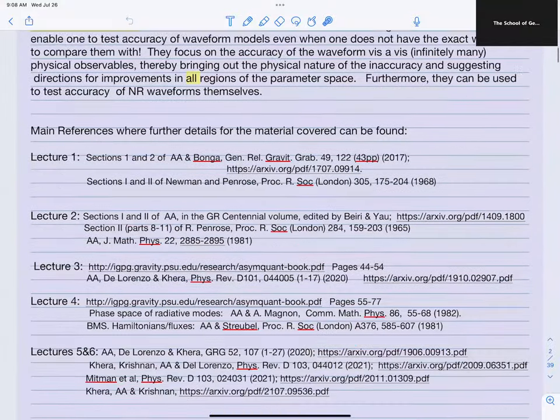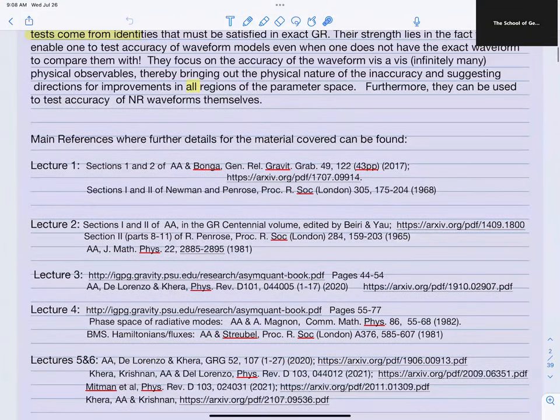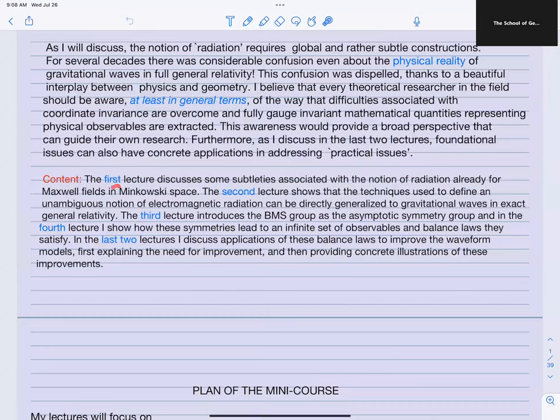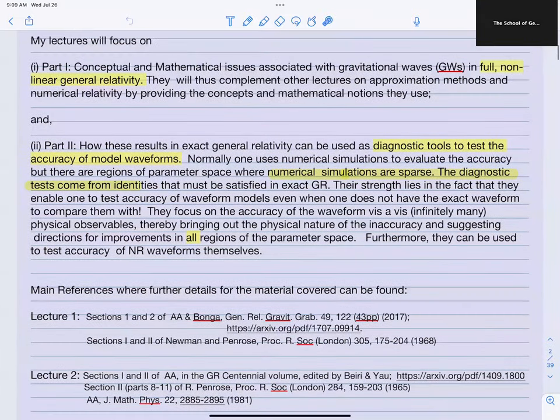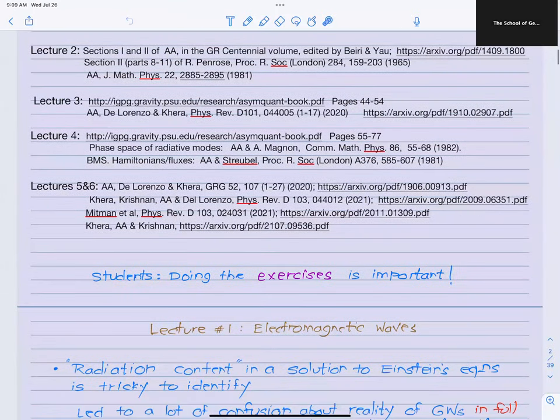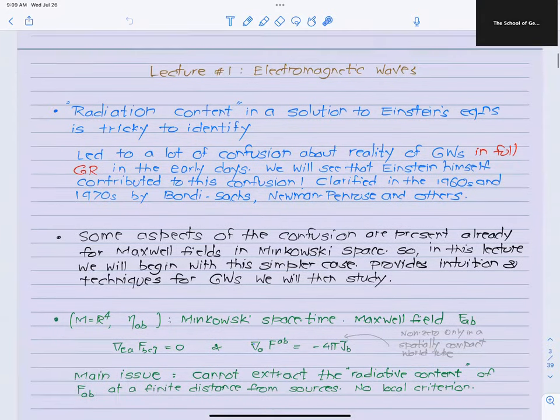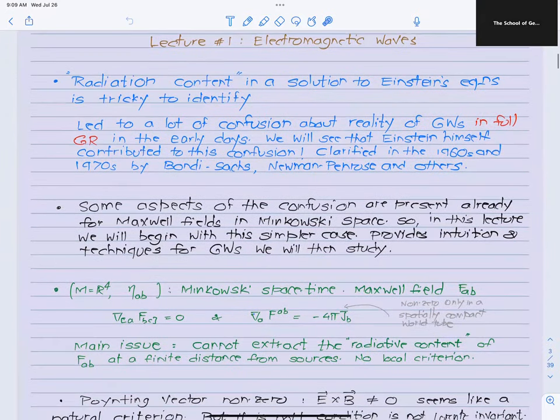So today, the first two lectures are associated with the subtleties associated with gravitational radiation already in the Maxwell field. And the second lecture will go over to the gravitational field. I realize that for many of you, this part may be a little bit elementary, but I think not for everybody. And I think that's why it's good to start at the beginning. I will pause at various stages to ask if there are any questions. So let us begin. So, electromagnetic waves.